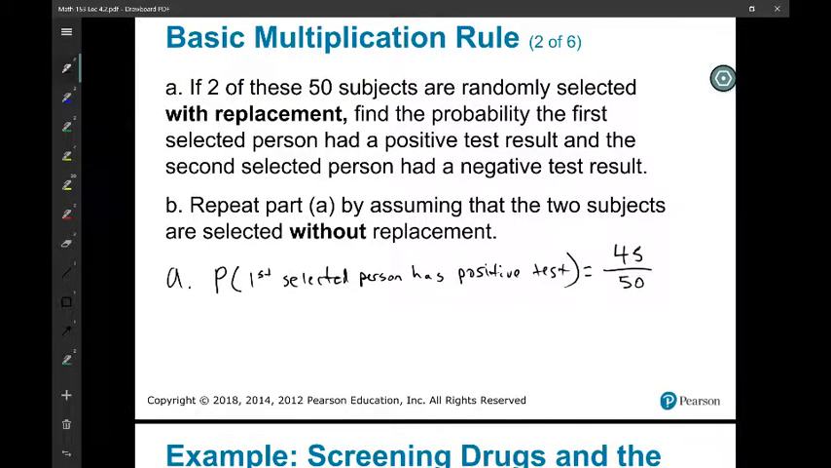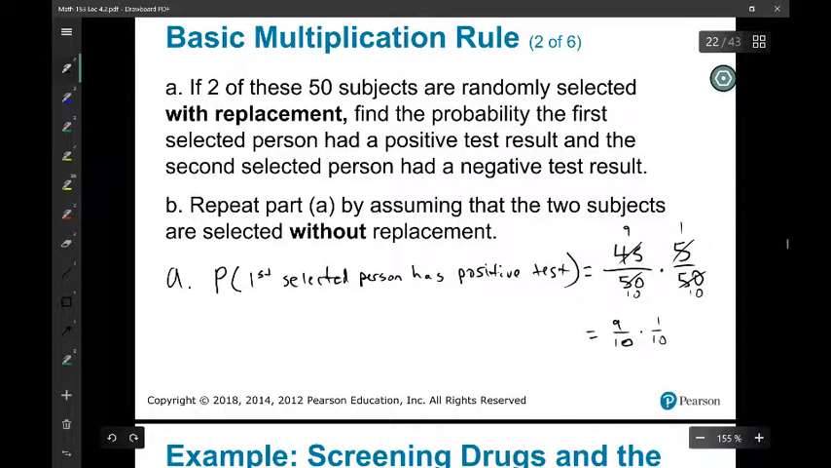Now those events will be independent, so we can multiply them together. And here we see that factors of 5 cancel, left with 9 and 10. Your factors of 5 cancel, left with 1 and 10. So 9 over 100, or 0.099% chance.